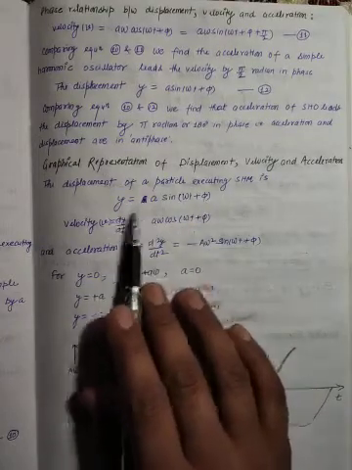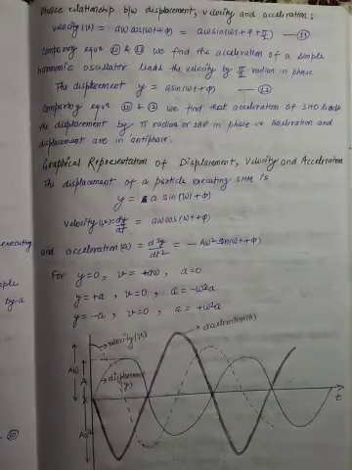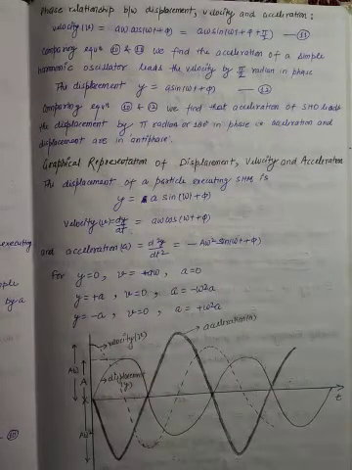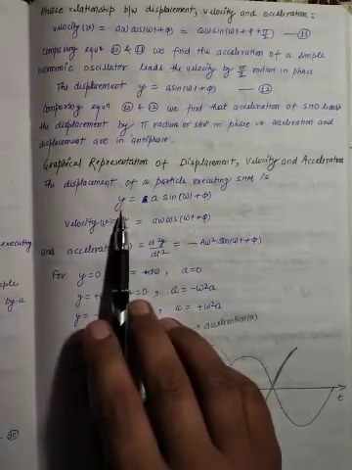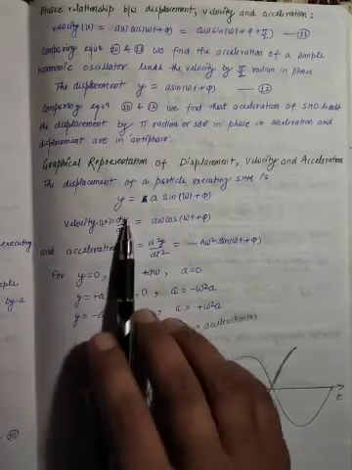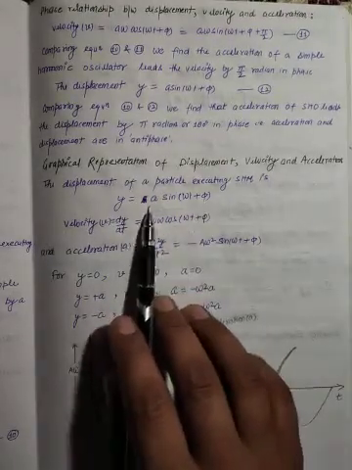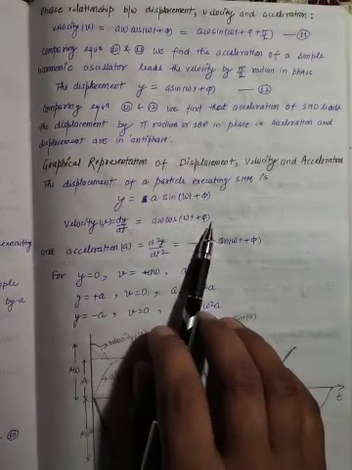Then what is the velocity of that particle which is executing SHM? Velocity is simply the time derivative of displacement. So what is the time derivative of displacement? We do it: d by dt of this equation gives you a omega cos omega t plus phi.